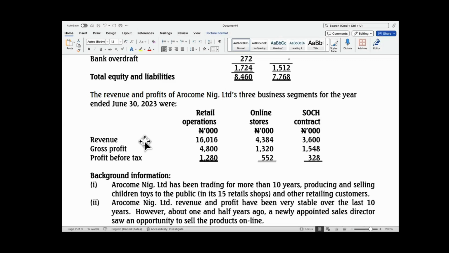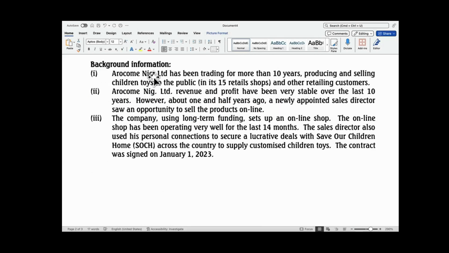They gave us the revenue and profit of Agrocom Nigeria Limited, 3 business segments for the year ended June 30th, 2023. We're given the retail operations, online stores, and SOCH contracts. They give us the revenue, the gross profit, and the PBT. So they give us some background information. Number one, it says Agrocom Nigeria Limited has been trading for more than 10 years, producing and selling children toys to the public in its 15 retail shops and other retailing customers.